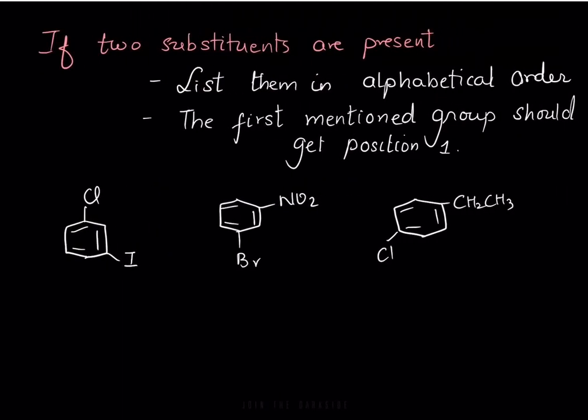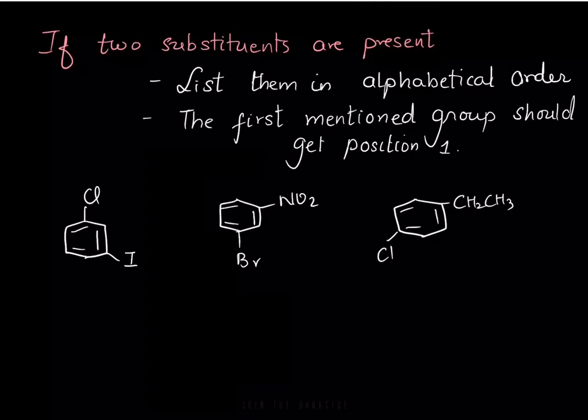Okay, now the next thing is, if two different substituents are present, how are we going to name them? First, we need to list them in alphabetical order, and then the first mentioned group should always be at position 1. Okay, so let's do some examples here.